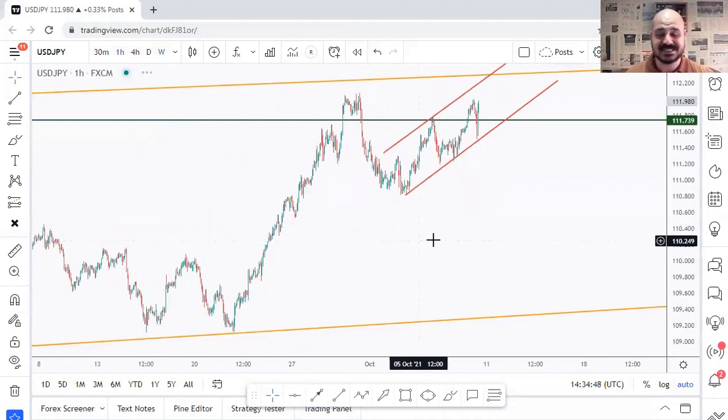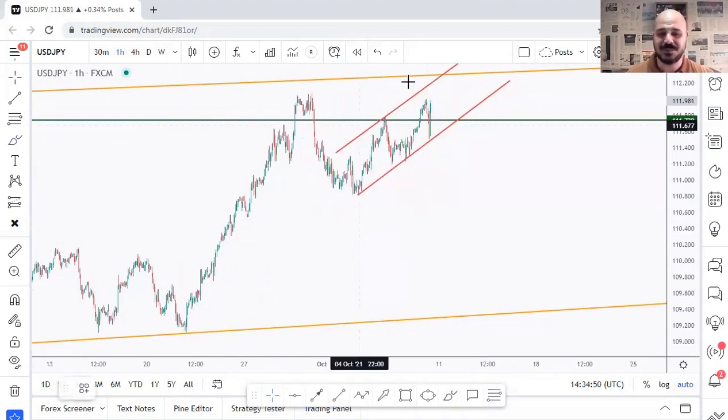Okay, and trading is reactive, not predictive. So don't try to pick the exact bottom and top. Wait for the market to make the first move and then react accordingly.